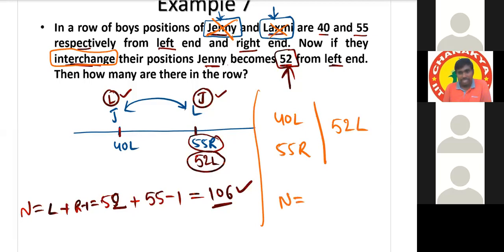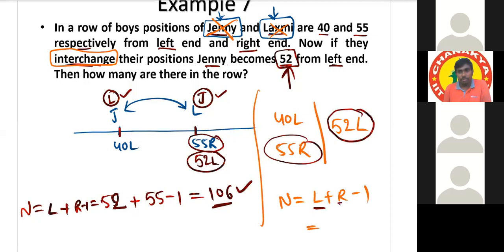Number of persons equals left plus right minus 1. Yes or no? After interchanging, is the left position given or the right position? Left position is given. So from the previous information, we need to consider right. That's all.